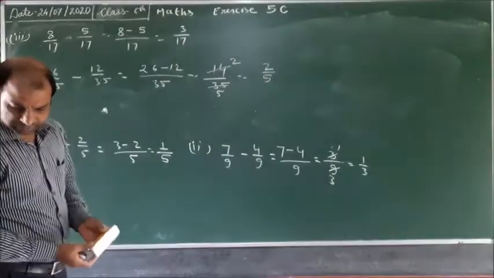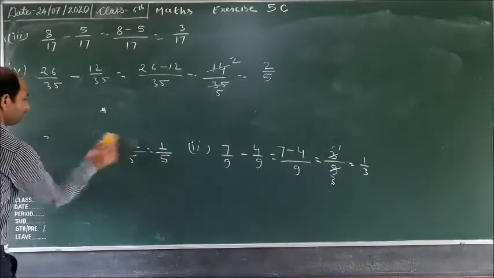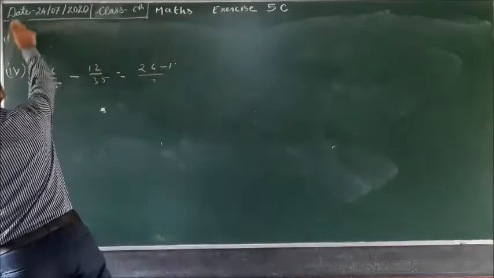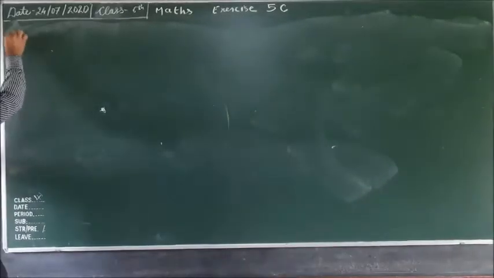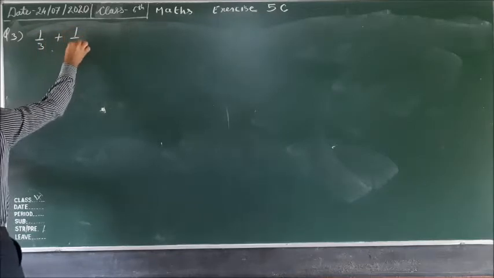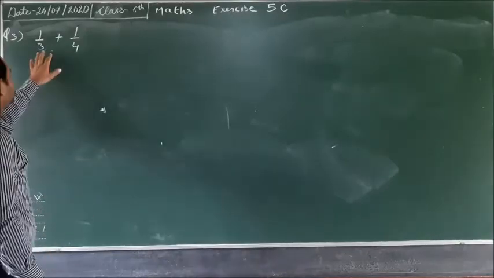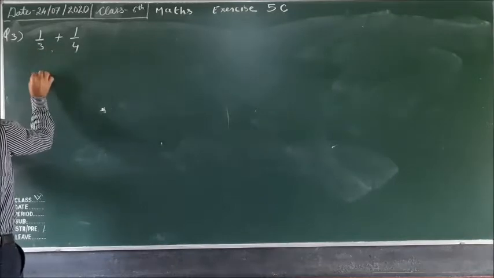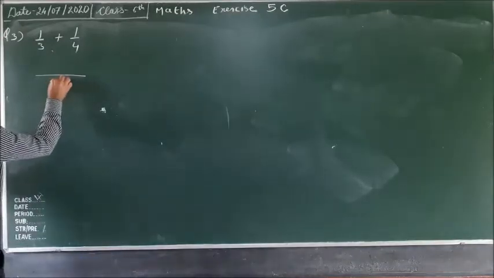Now the question number 3: 1 upon 3 plus 1 upon 4. Okay. Now here in this question, dear children, the denominators are not equal, so we take the LCM of the denominators. The LCM of the denominators is 12.